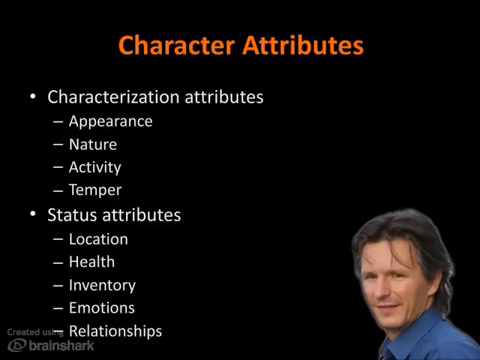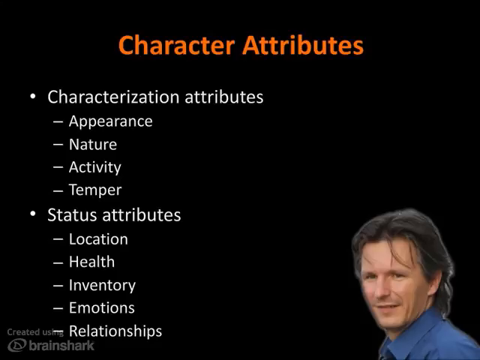Because characters are game objects, they have attributes, different symbolic or numerical variables. Some variables describe the nature of the character. They are characterization attributes that change very little during the game. For example, appearance is always neat, nature is always outgoing, activity is always active, temper is always calm.